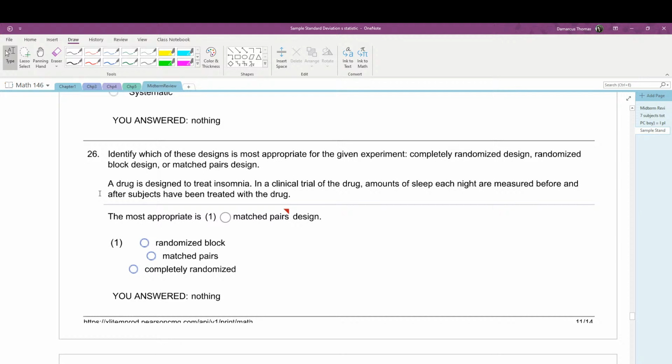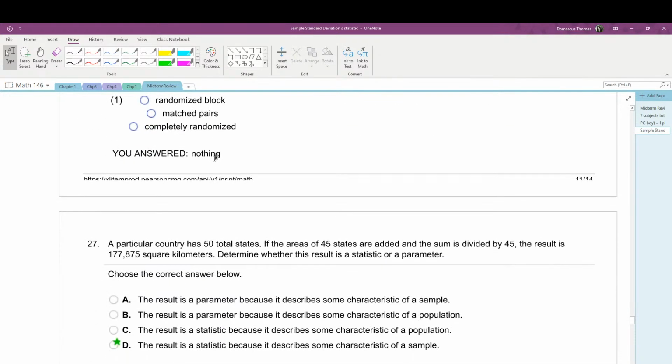Well, the drug is designed to treat insomnia. In a clinical trial of the drug, the amount of sleep each night was measured before and after the subject had been treated with the drug. So you're going to take that data and match it up with the other data. And so for that reason, it is a matched pair type of design.